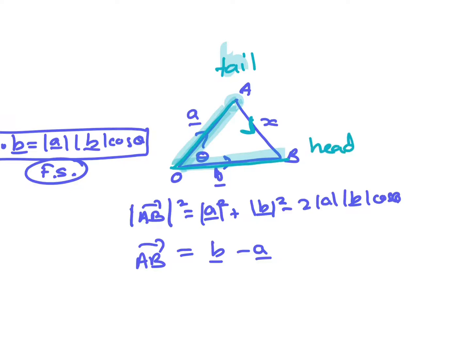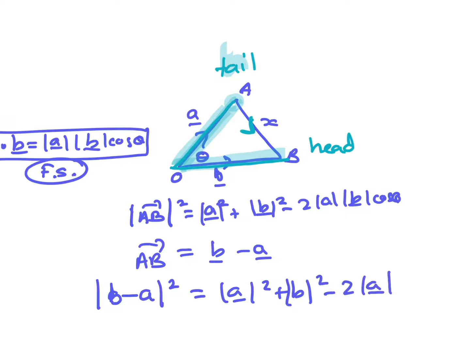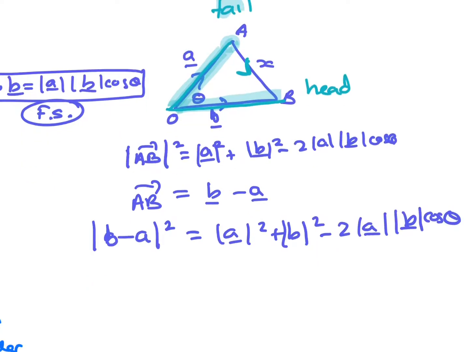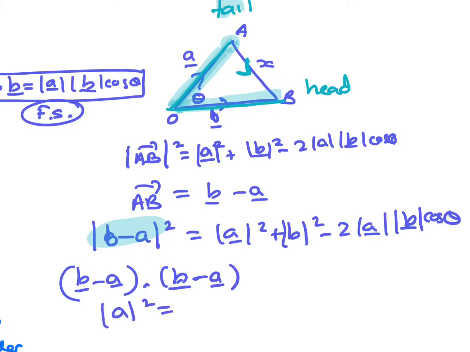Okay, so that means that we have B minus A all squared. We're trying to prove that's A squared plus B squared minus 2AB cos theta, and that's just the cosine rule. Now, in order to do this part here, all that we need to do is do B minus A dot B minus A. And that's that rule: the modulus of A squared is A dot A. And I'll prove that later because it's on our list.